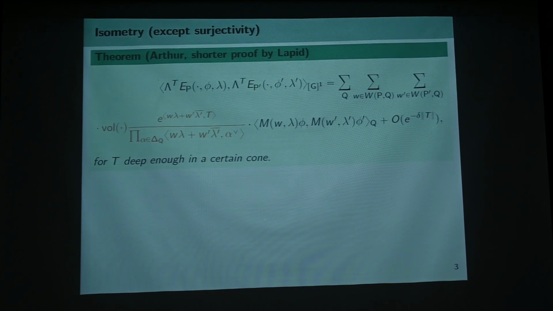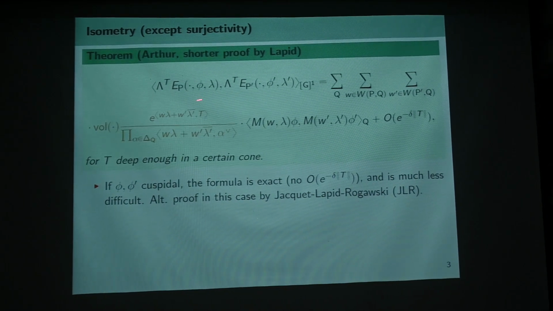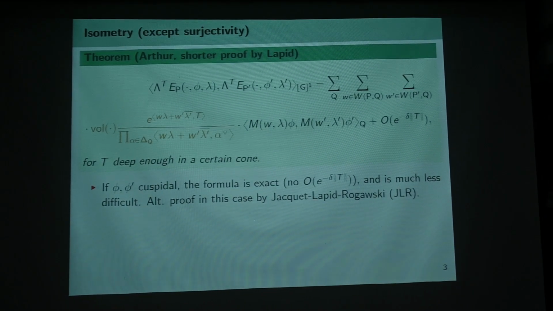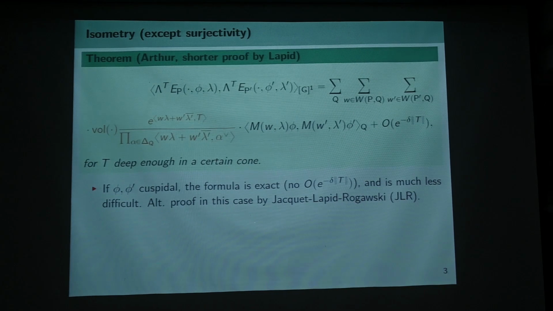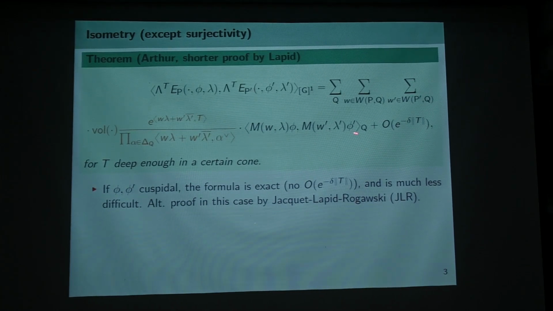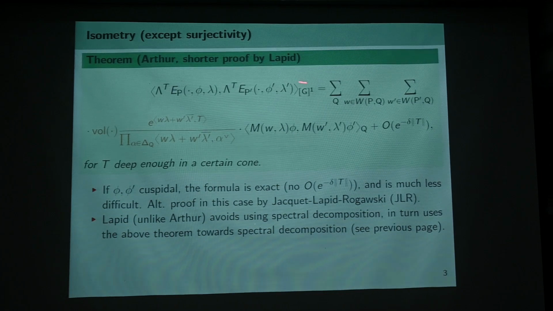Arthur actually proved it using spectral decomposition. Before that, if phi and phi prime were cuspidal, that is, if you started with cusp forms on your Levis, then this inner product formula is actually originally due to Langlands. In that case, the inner product formula is exact, so there is no error term of e raised to minus T. Various constant terms vanish for cusp forms. That's why in the cuspidal case this is much easier. So in that case it's due to Langlands, and there is an alternate proof by Jacquet, Lapid, Rogawski. In the general case, Arthur used Langlands' spectral decomposition to prove this.